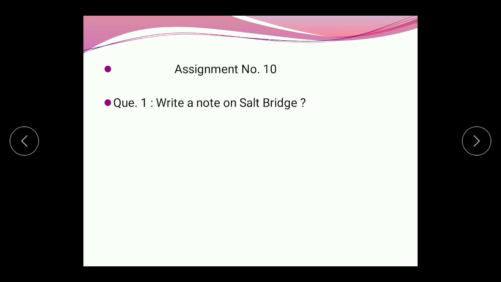So, time for assignment, and this is assignment number 10. Write a note on a salt bridge. That means you have to write the basic construction of the salt bridge, its figure and the functions. A question for 2 marks has been asked in board exams about the functions. Sometimes it asks you to write a note on the salt bridge. So write down the note on the salt bridge.